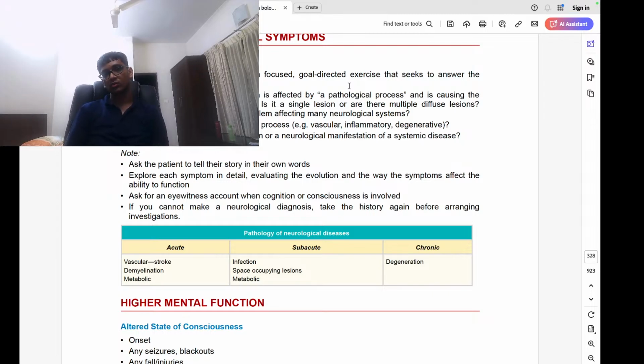What is the underlying pathological problem? For example, vascular, inflammatory, degenerative.